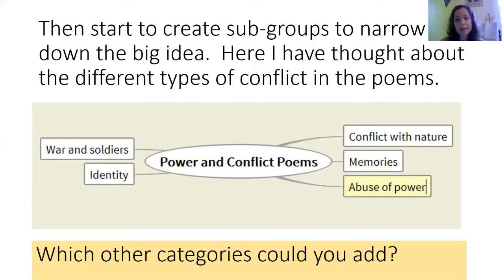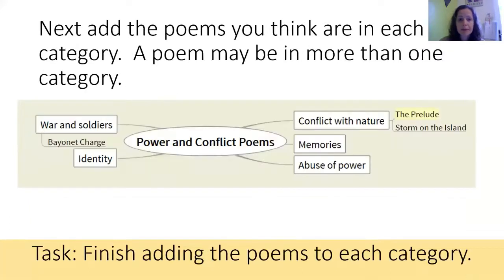Around that big idea of power and conflict, start to break it down to smaller subcategories. What types of conflict are there in the poem? There might be conflict within a family, that's not on there. What could you add to it? How would you group these poems together? That's step 2. Step 3 then is to look at the poems themselves and start to categorise them within those types of conflict.